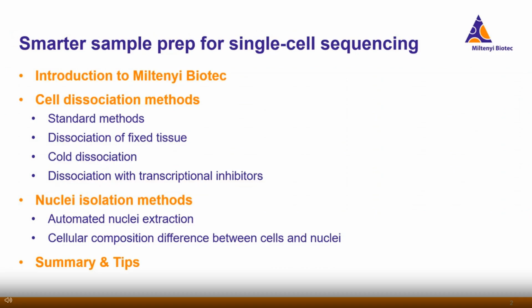So first we'll start out today with a brief introduction to Miltenyi Biotech, and then we'll take a really deep dive into tissue dissociation methods. So we'll look at standard methods and then modifications of tissue dissociation methods that have really been tailored towards single-cell sequencing and really preserving that in vivo gene expression pattern. Then we'll look at nuclei isolation methods, which has also really increased in popularity lately. And we'll also look at some of the differences between cellular composition you might get between cells and nuclei. And then finally, I'll summarize everything and give some useful tips.